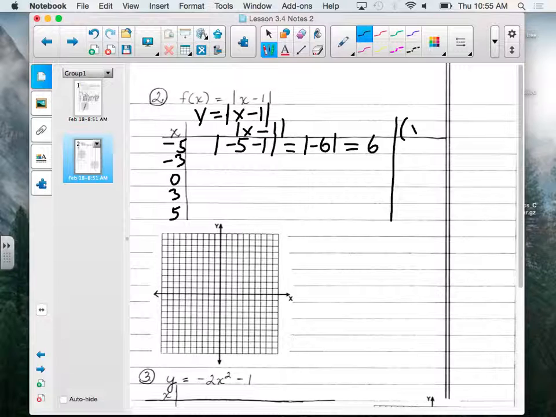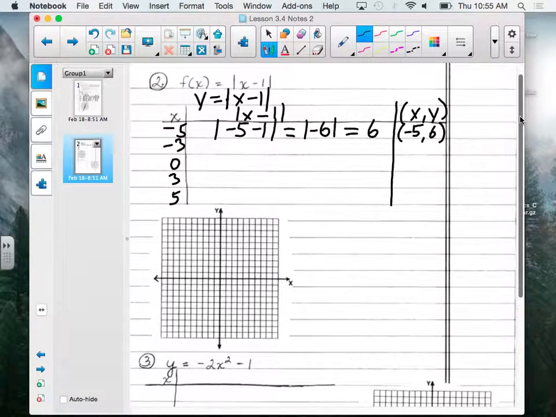Make your ordered pair section x, y. And then just write your points you got as an ordered pair. -5, 6. Did everyone get the same thing, -5, 6? Cool. So, does anyone want me to do one more example with you, or can you fill the rest out and I'll do it with you? Okay. You got it? Awesome.